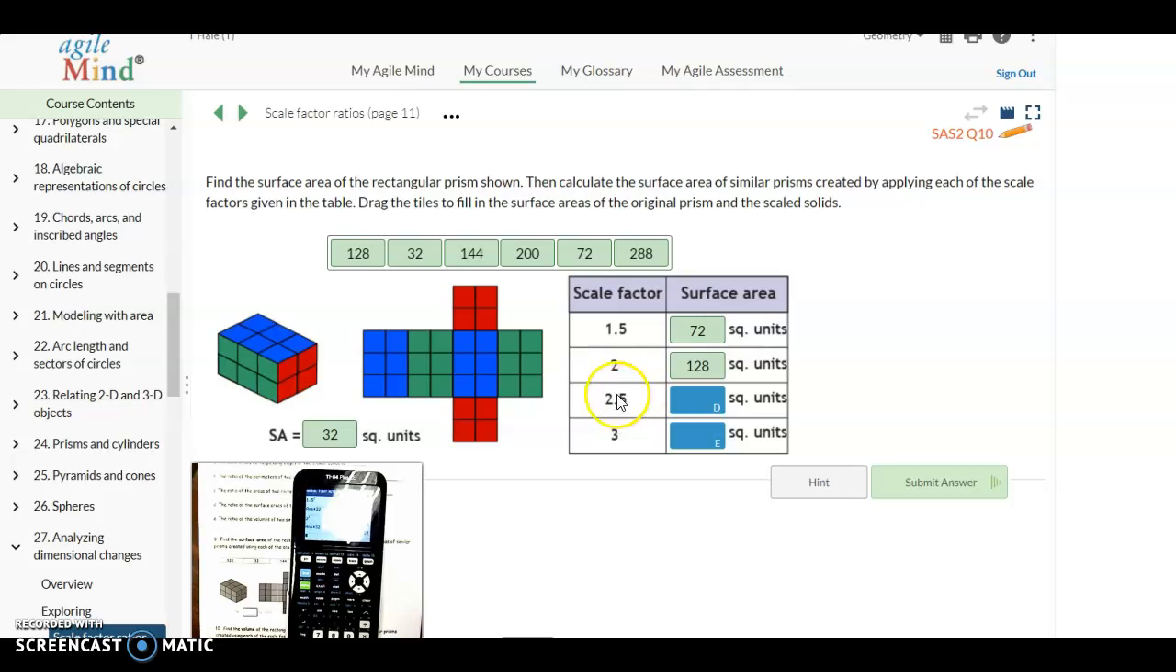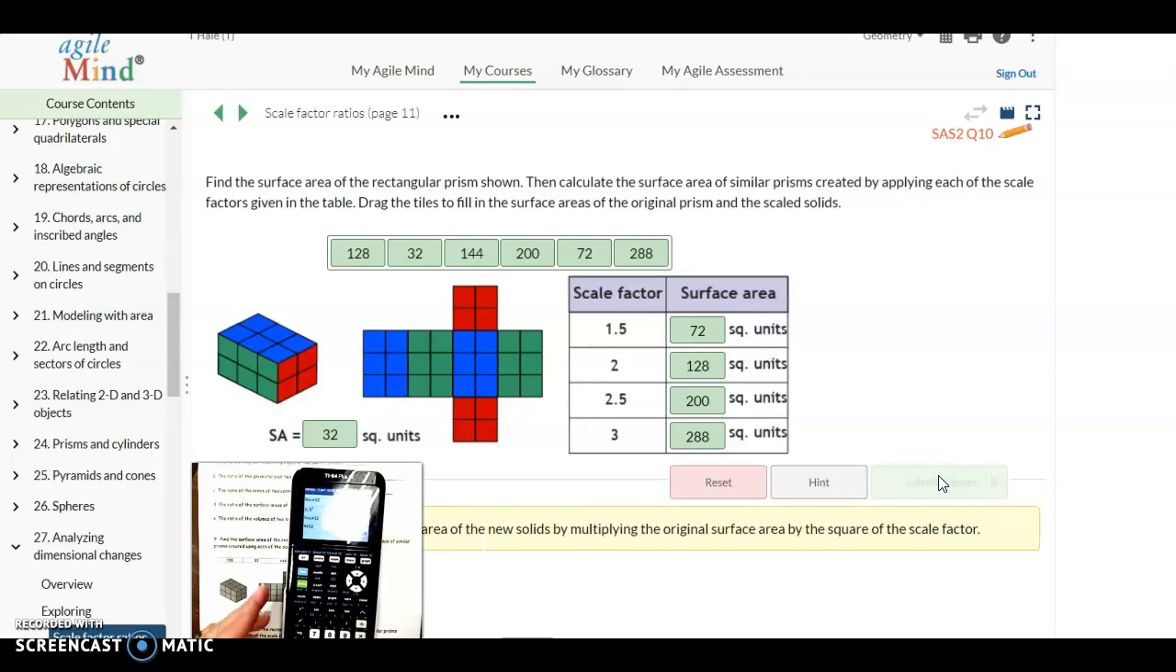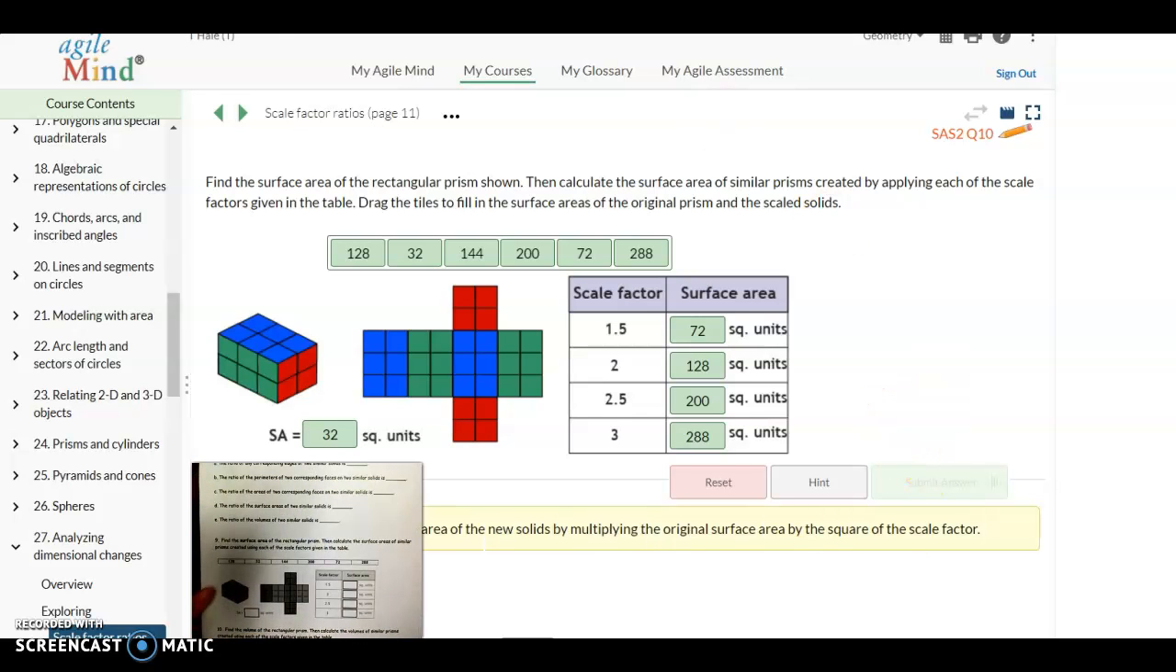So hopefully you see what we're doing here. We're taking the scale factor and squaring it. 2.5 squared is 6.25. And then multiplying it by the surface area of 32. So we get 200. And finally, 3 squared is 9. 9 times 32 is 288, which would be our new surface area. Okay, so that's surface area.